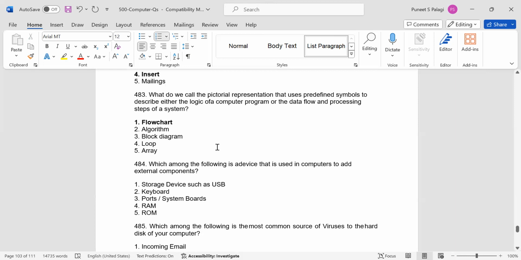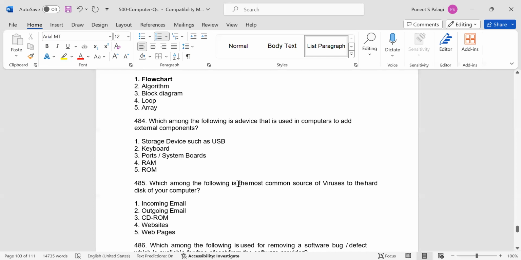Which among the following is a device that is used in computers to add external components? It is ports, system ports.